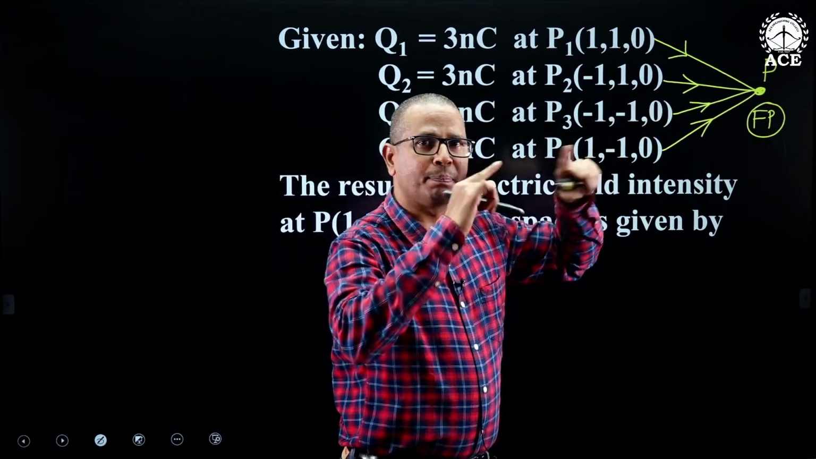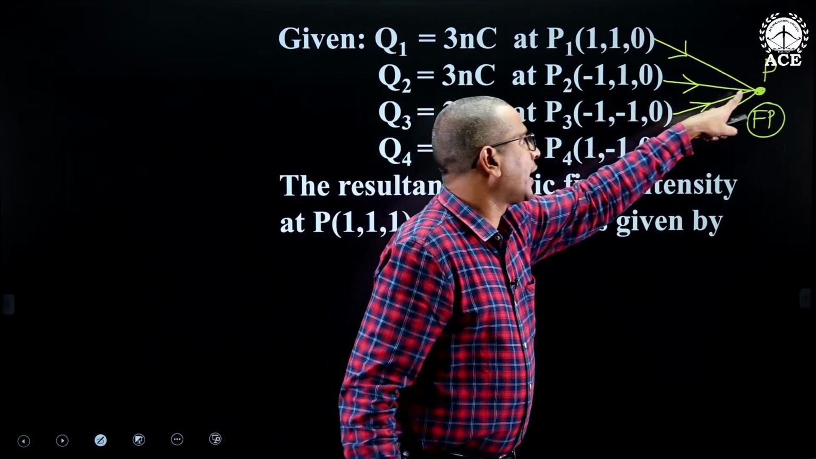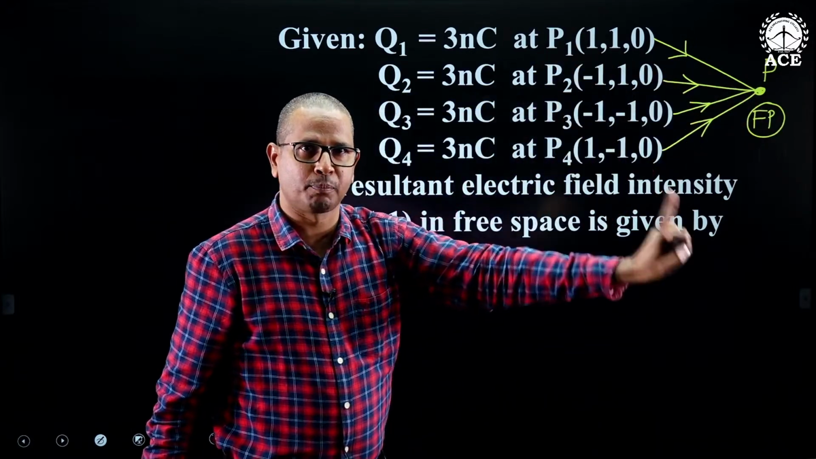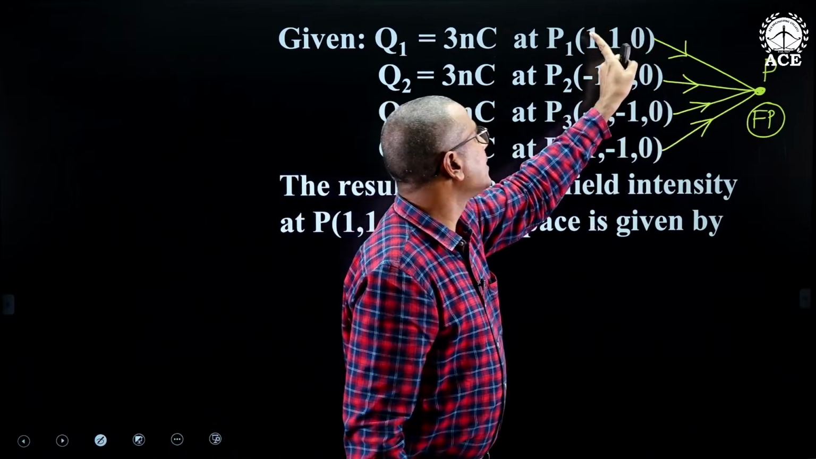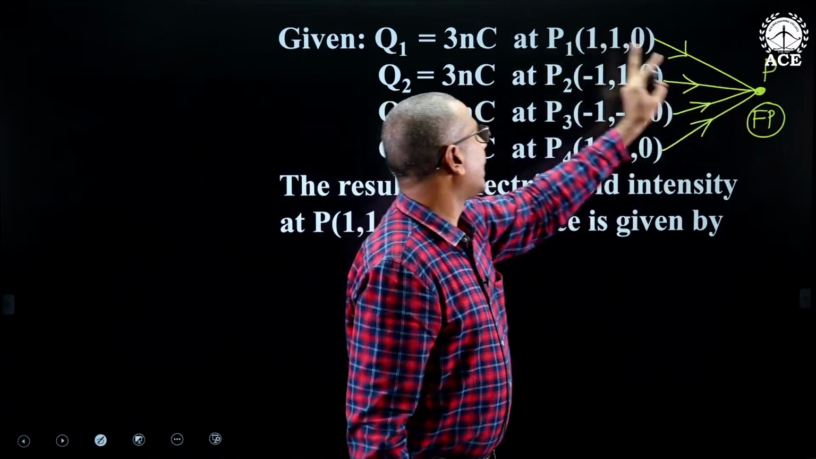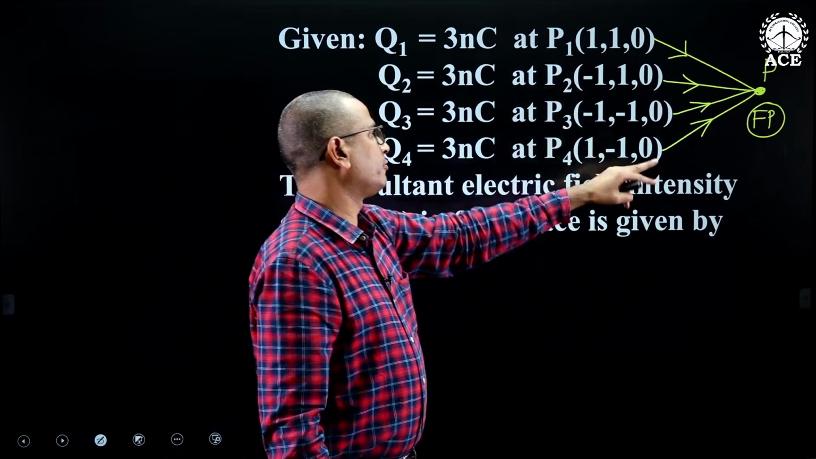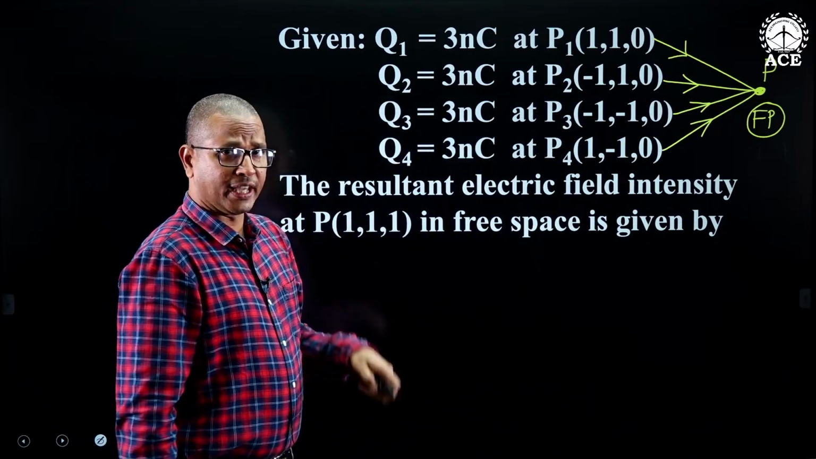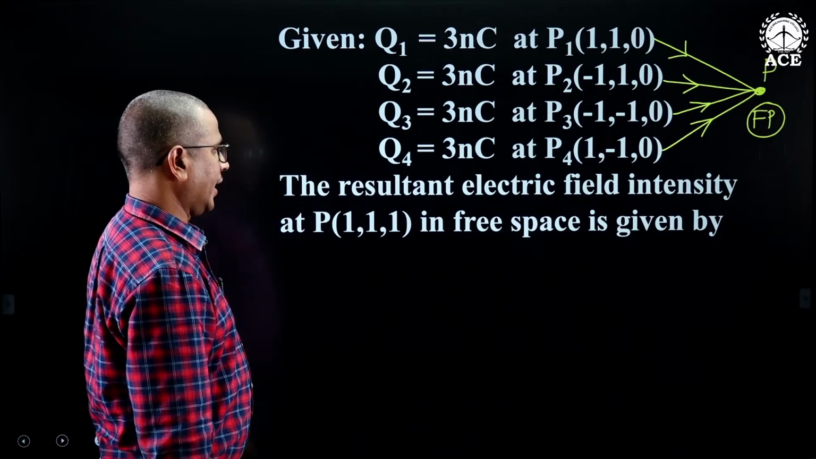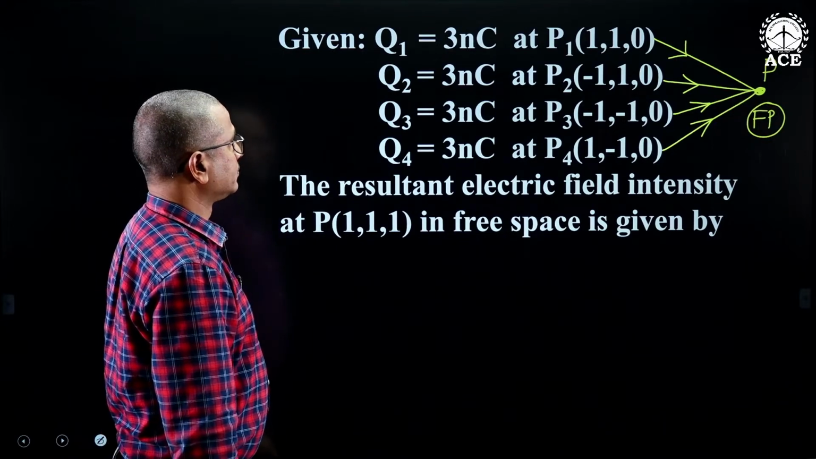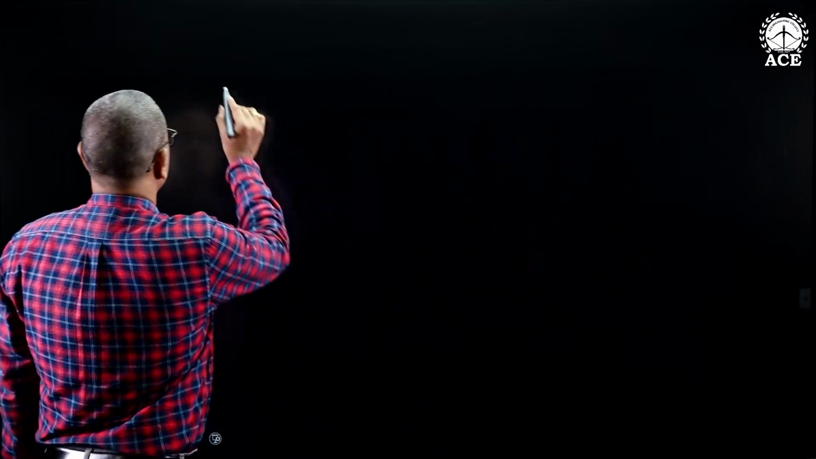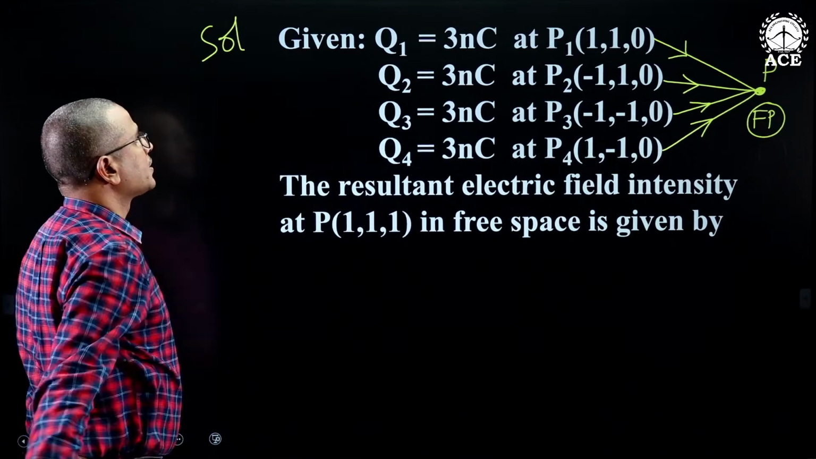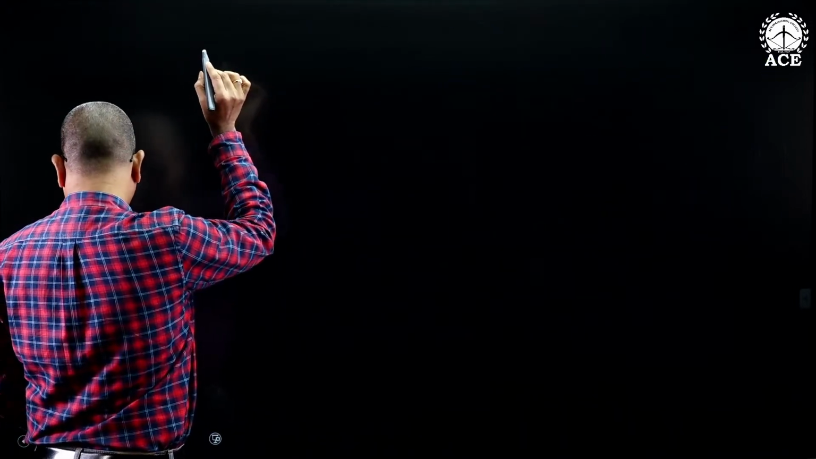The tip of the arrow is representing the final point, and the other end of the arrow is representing the initial point. So Fp minus P1, Fp minus P2, Fp minus P3, Fp minus P4. Using that, we can write our electric field intensity expression. I'm writing here the resultant field as a part of this solution. I'm giving you the resultant electric field intensity.